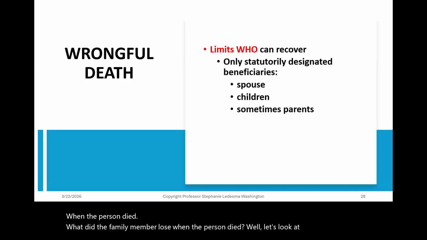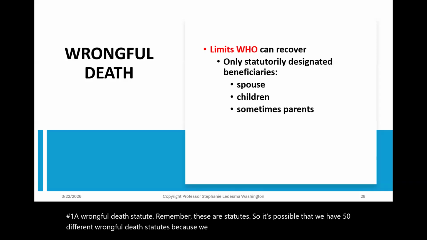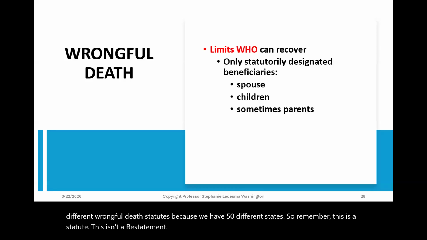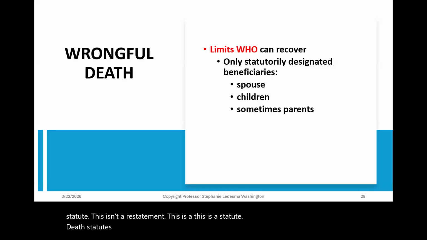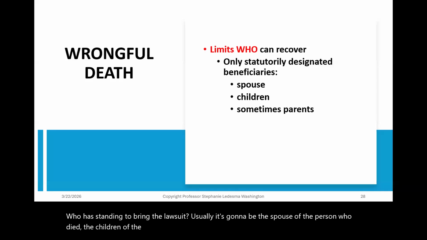Number one, a wrongful death statute. Remember, these are statutes. So it's possible that we have 50 different wrongful death statutes because we have 50 different states. So remember, this is a statute. This isn't a restatement. This is a statute. The wrongful death statutes will cover who has standing to bring the lawsuit. Usually it's going to be the spouse of the person who died, the children of the person who died, and dependent upon the facts, maybe the parent of the person who died.